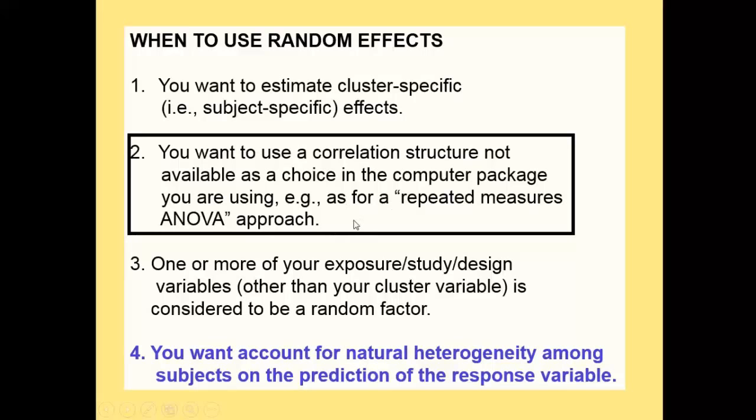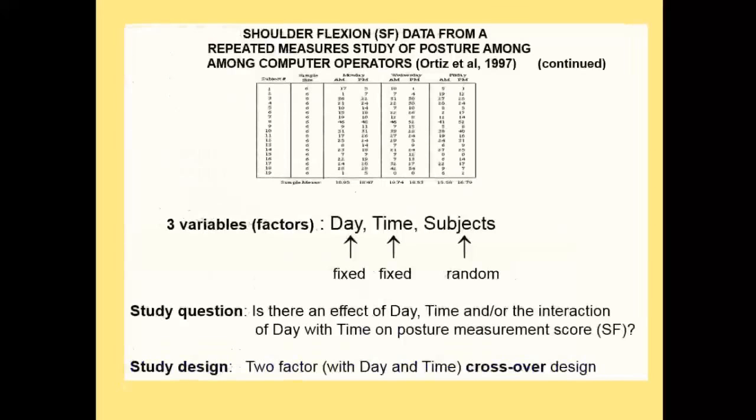And that's what the shoulder flexion example is. Okay? So I want to illustrate that. And that's what you had for homework, the last two homeworks. I'm just going to start talking about that. So here's the shoulder flexion example. 19 subjects, and each subject's observed on 3 days and 2 times each day. You've done this enough. You know this data set.